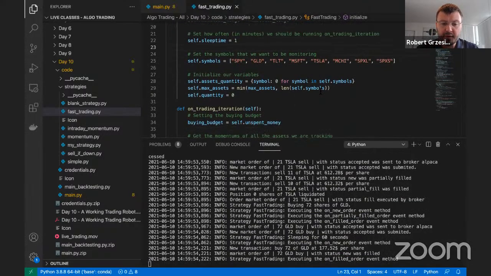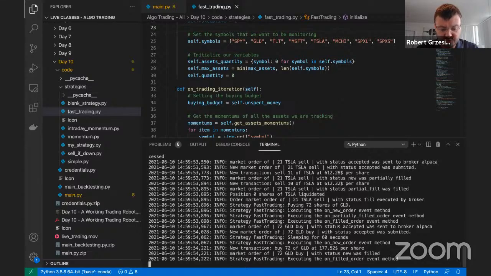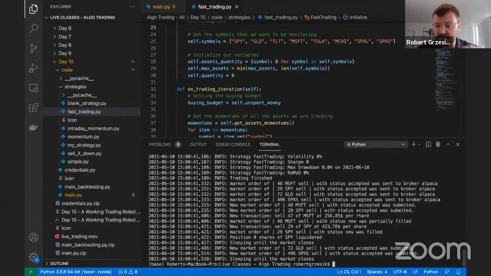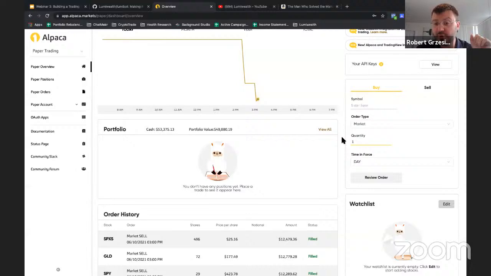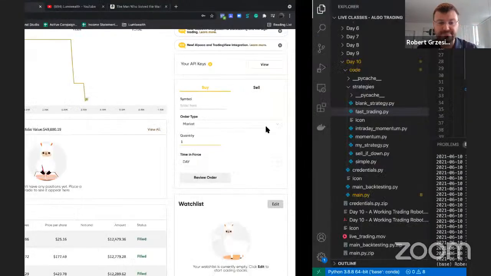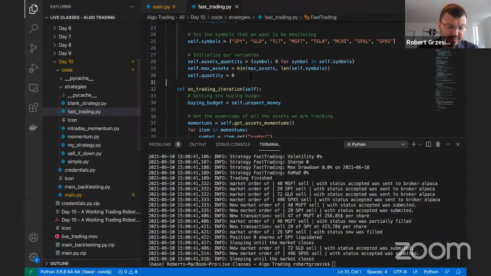Okay, cool. So that's one strategy. That's our fast trading strategy. I'm going to basically stop this thing, and when we go back, you see it automatically sells everything, and you'll see that happen in a second when it updates. There you go, boom. Automatically everything's sold. Cool. So that's our fast trading strategy.